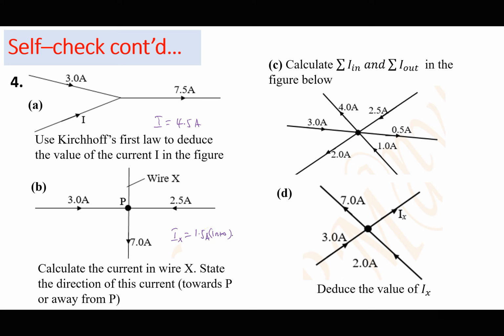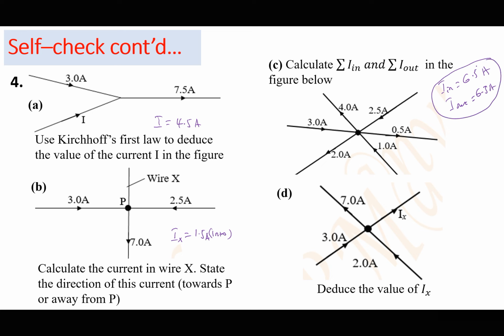You can verify that. C, calculate the sum of currents in and sum of currents out in the figure. So sum of currents into the junction: 1, 2.5, 3.5. I think I into is equal to 6.5 amperes. You can verify sum of currents out is 4 plus 0.5, that is 4.5. Sum of currents out, I think it's also 6.5 amperes.